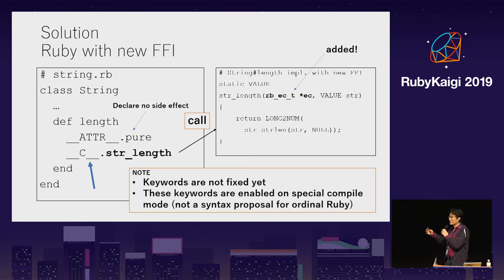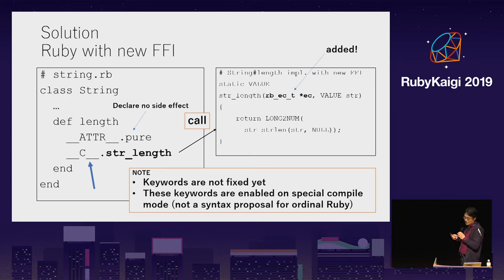To implement a built-in class, for example string length, we can write this. This is a very usual Ruby program, and this line, maybe nobody knows it. It means foreign function interface. This line calls the C function directly. It is similar to a method call, but it is a C function call. And this line calls this function implemented in the interpreter. And for the first parameter, we add the context pointer.